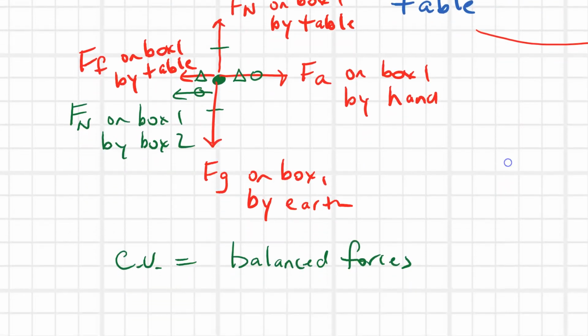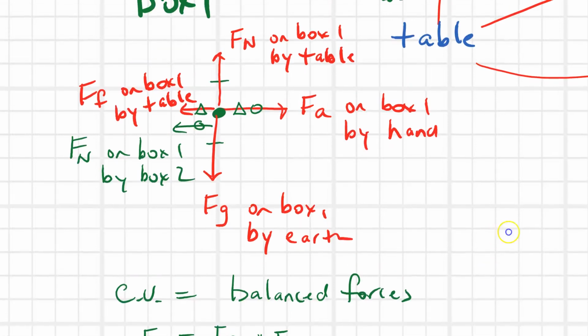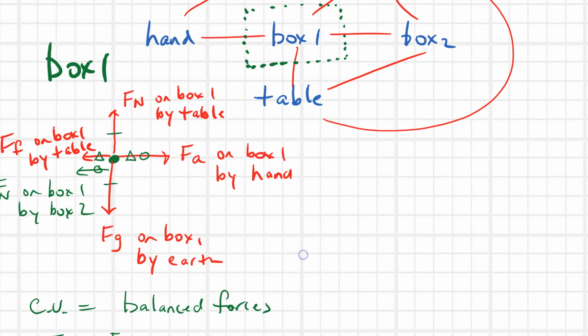Or another way we could say it is that applied force has to be equal to the size of the friction force plus the normal force. Okay, and I'm not thinking about directions, I'm just thinking about the lengths of those arrows. So in other words, for it to be balanced, it's not accelerating. Okay, that looks great. Now let's try box number 2.